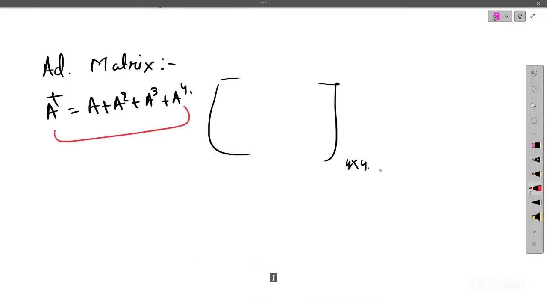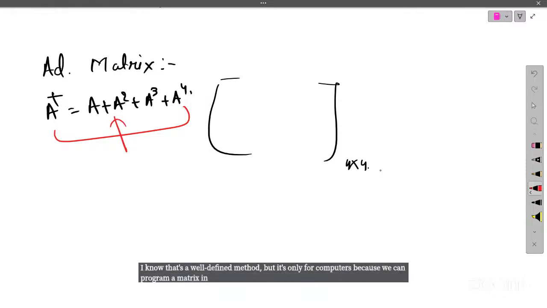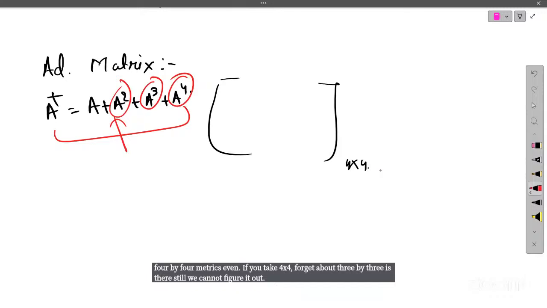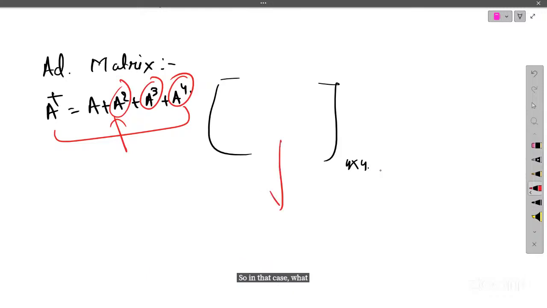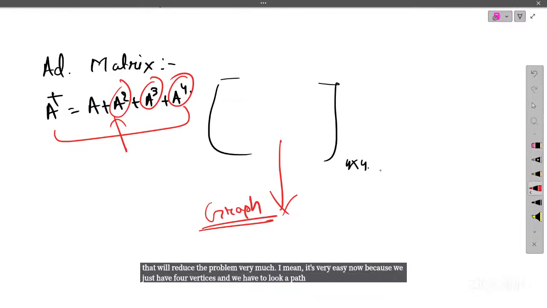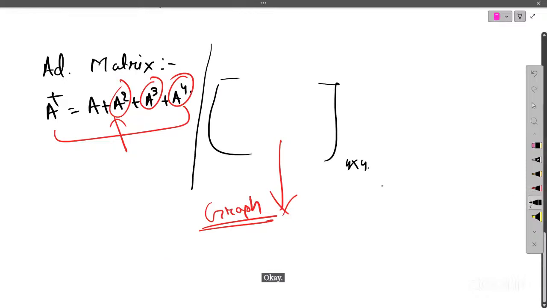I know it's a well-defined method, but it's only for computers because we can program a matrix in a computer. If we are human, then obviously finding A square, A cube, and A to the power 4 is a very hectic job for a 4 by 4 matrix even. If you take 4 by 4, forget about 3 by 3, still we cannot figure it out, right? So in that case, what you have to do is just make a graph from this matrix. That will reduce the problem very much. It's very easy now because we just have 4 vertices and we have to look for a path. So we know how to compute the graph from this particular matrix, right? Even though it's a correct method, it's still a very long process.